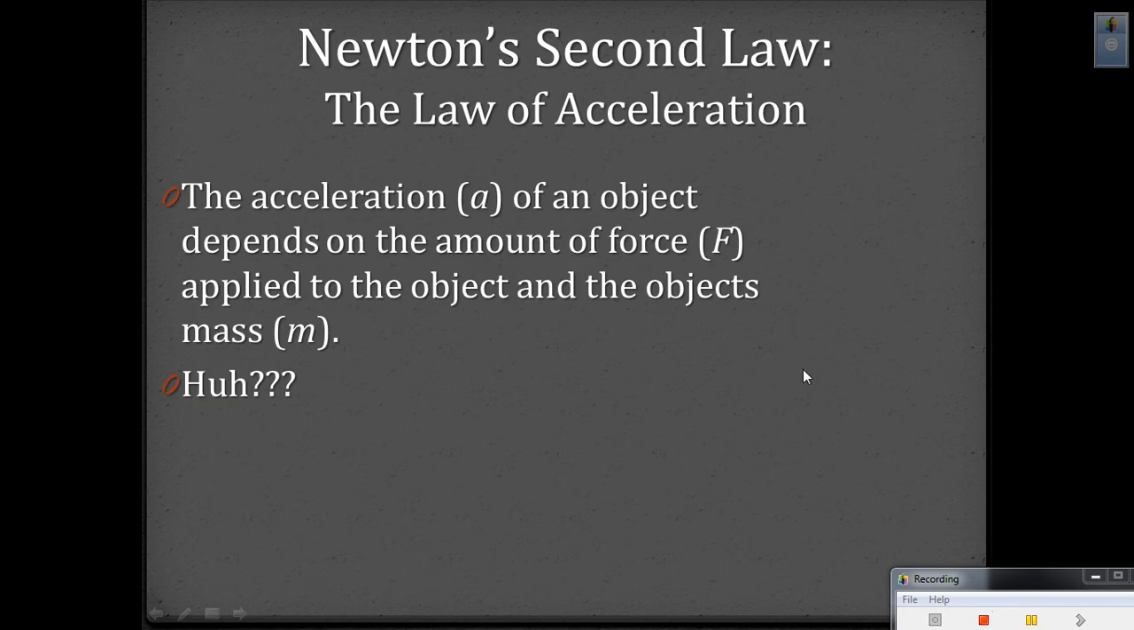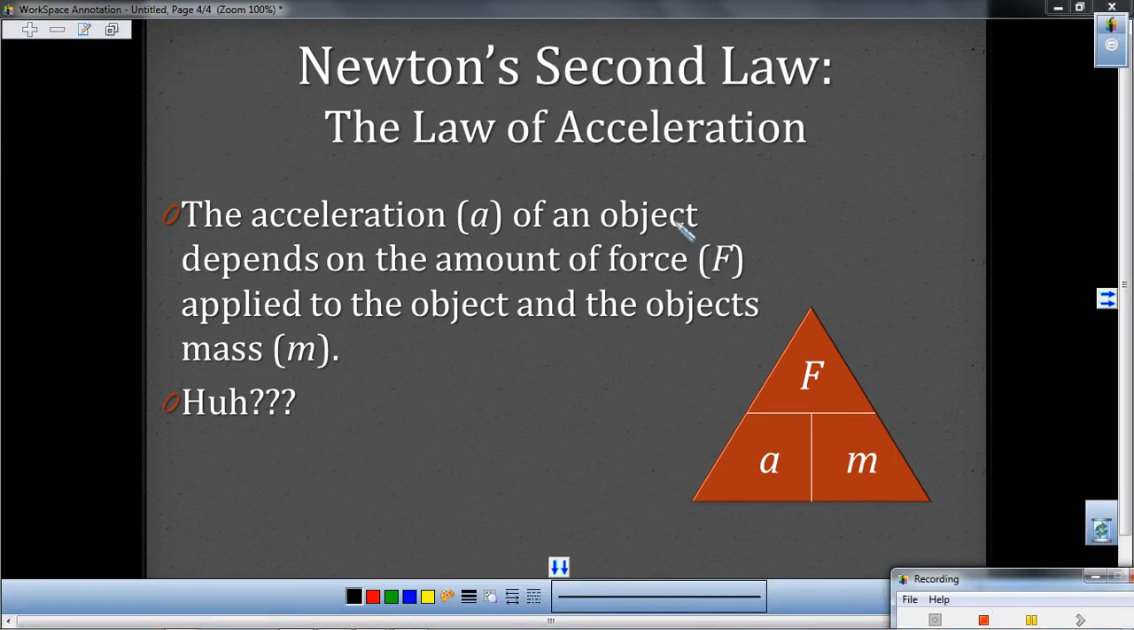What? Alright, well, that's a lot of words to mean something that's not so hard. Okay, so stay with me here. This triangle is a force-mass acceleration triangle. I don't know if you've seen this before or not, but I'm going to try and walk you through how to use this. This triangle can help us figure out what this means.